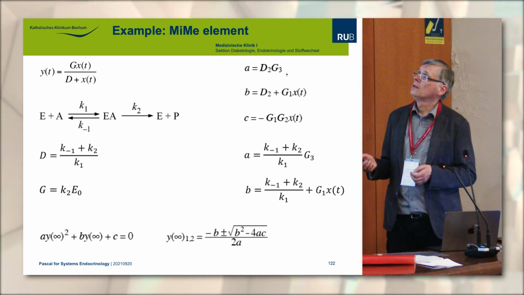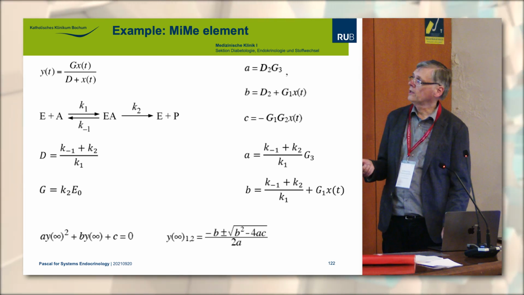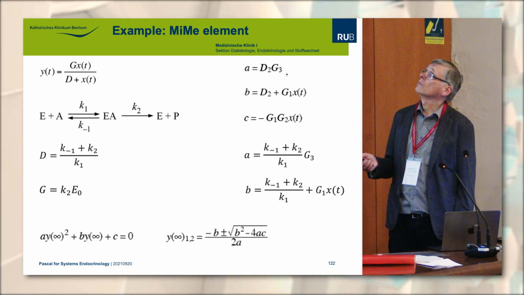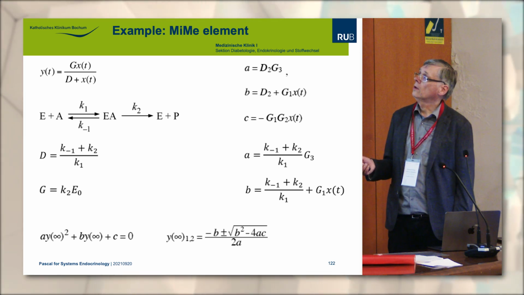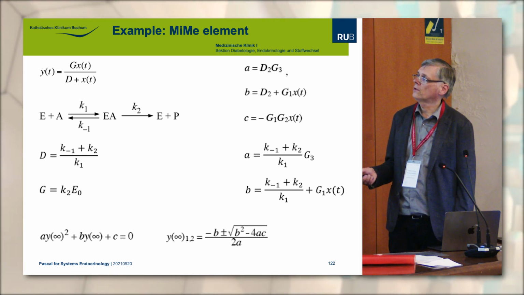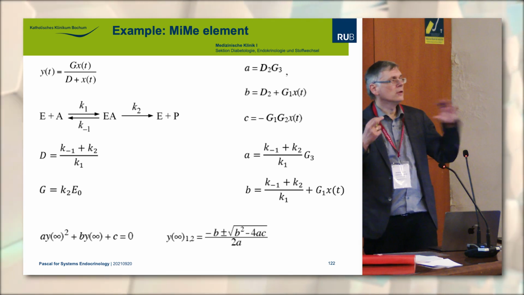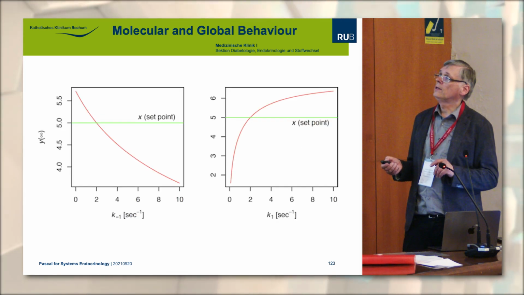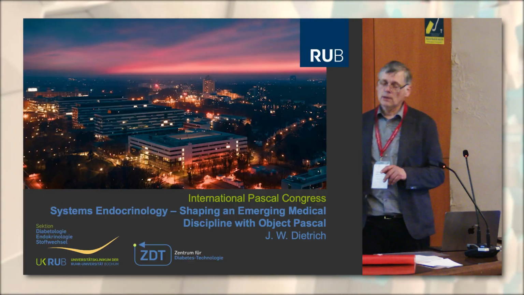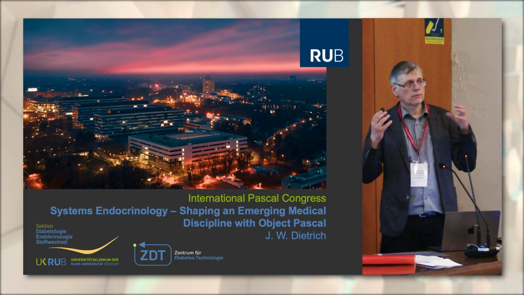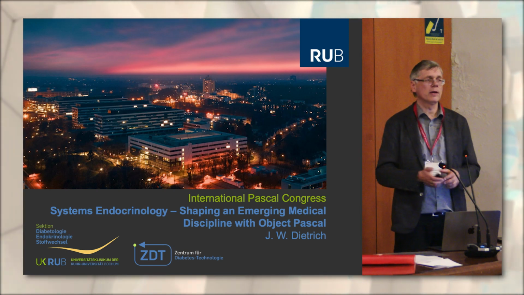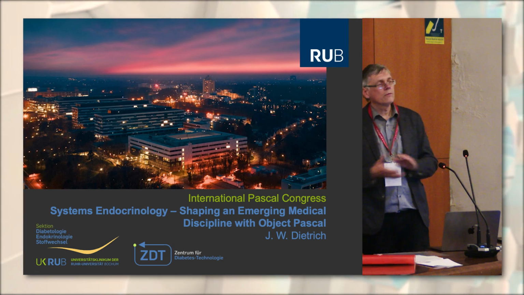We have a MIME element, and I already told you that we can express these two variables in the form of rate constants, and so we can get 3 variables A, B, and Z from these rate constants to solve for the equilibrium behavior of the whole system. And so we get here y of t in terms of k minus 1 or k1, and so we can translate from molecular properties like rate constants to the behavior of the whole feedback loop. So this is the end of my journey.